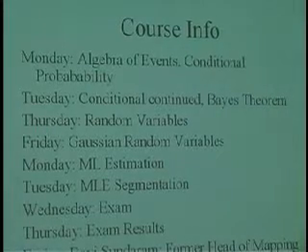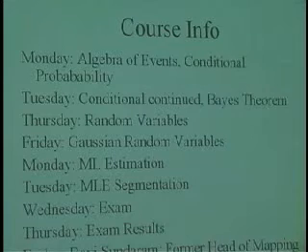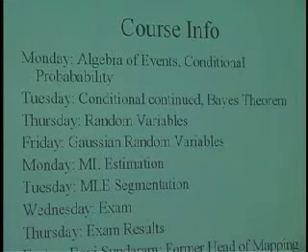So let me jump into how the course is going to work. We're going to talk today about algebra of events and conditional probability. Then we're going to move into Bayes' theorem after a little bit more conditional probability. On Thursday we're going to start talking about random variables. On Friday, Tina is going to start talking about Gaussian random variables, and then we'll move into maximum likelihood estimation. Then Tuesday, which is your last class, we'll work on maximum likelihood estimation-based segmentation.